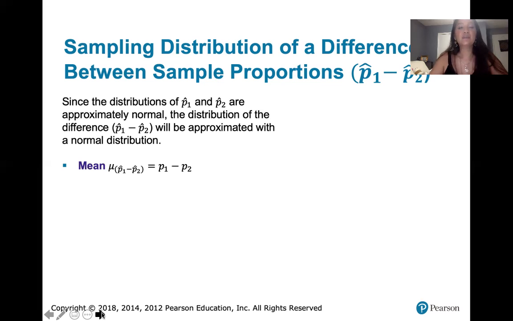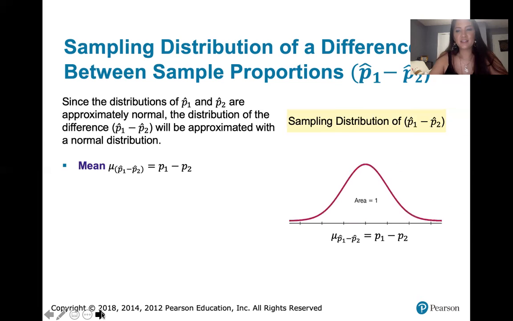Now it turns out that the mean of the distribution of p̂1 minus p̂2 is just equal to the difference between those two population proportions. So it's equal to p1 minus p2. So if I were to draw a sampling distribution of p̂1 minus p̂2, the mean would be right here in the middle, and it would be equal to exactly what we want it to be.